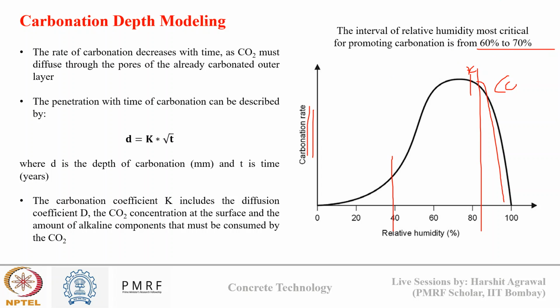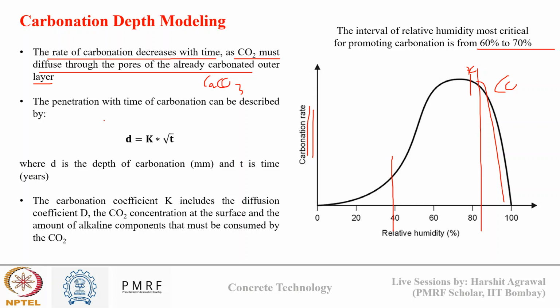Okay. So when we talk about carbonation depth modeling, like at what rate the carbonation is penetrating through concrete, the rate of carbonation decreases with time. Why? Because CO2 must diffuse to the pores which are already carbonated. And we know that once carbonation happens, CaCO3 is formed which blocks the pores. So that's why the rate of carbonation decreases over time.